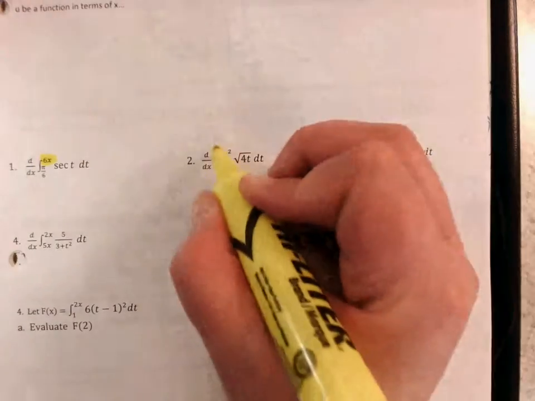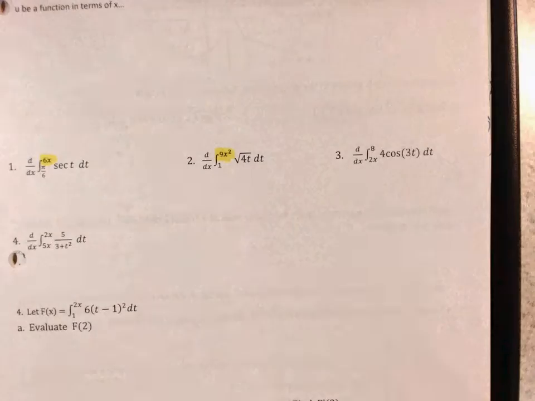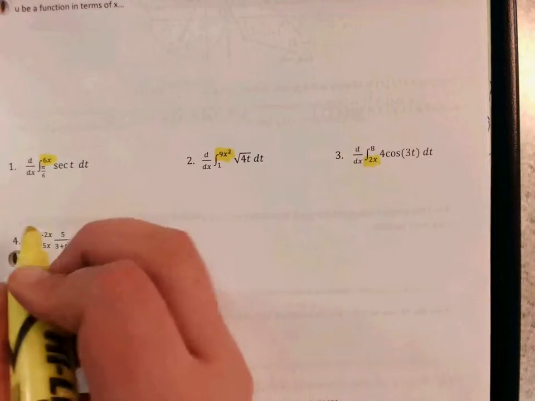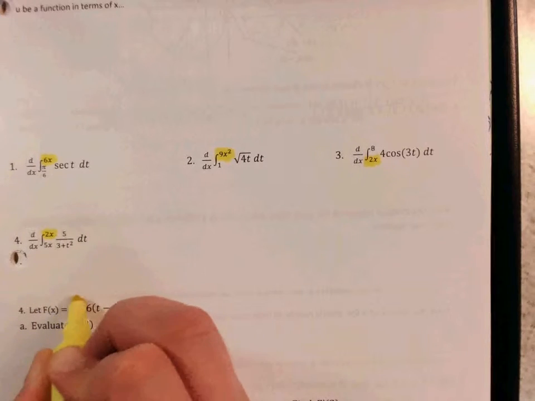That's not an x, it's a 6x. That's not an x, it's a 9x squared. Instead of an x, that's a 2x. Okay, here it's a 2x and 2x.